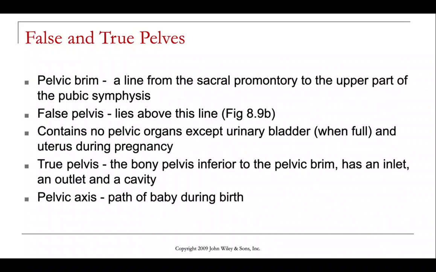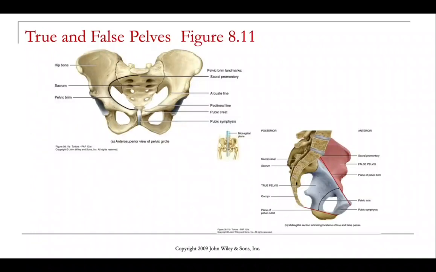So the pelvic brim is a line that's going to go from the sacral promontory to the upper part of the pubic symphysis. The false pelvis lies above this line. So it contains no pelvic organs except the urinary bladder when it's full and the uterus during pregnancy. So the true pelvis is the bony pelvis inferior to the pelvic brim. It's got an inlet, an outlet, and a cavity. So the pelvic axis is the path the baby takes during childbirth.